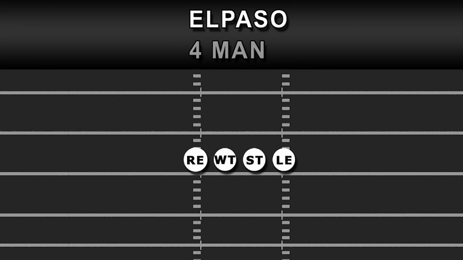The El Paso four-man has both the defensive ends slanting to the inside, while the two defensive tackles loop around them to the outside.